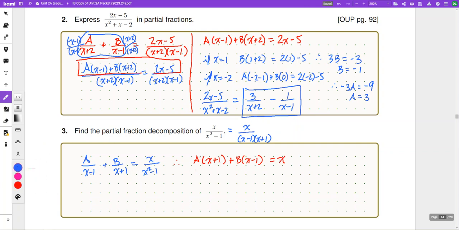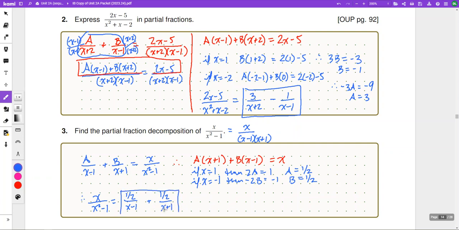Right? And if x is equal to 1, then 2a is equal to 1, which would mean a is 1/2. And if x is equal to negative 1, then negative 2b is equal to negative 1, which would indicate that b also happens to be 1/2. And so therefore our partial fraction decomposition is given by 1/2 all over x minus 1 plus 1/2 all over x plus 1. That's our decomposition.